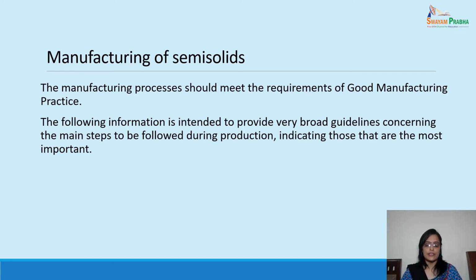Manufacturing of semi-solids. What is the process involved in manufacturing? The very first step is that the manufacturing process should follow the requirements of GMP practice. These are a few considerations for manufacturing. The information is intended to provide very broad guidelines concerning the main steps to be followed during production, which are very important for semi-solids.